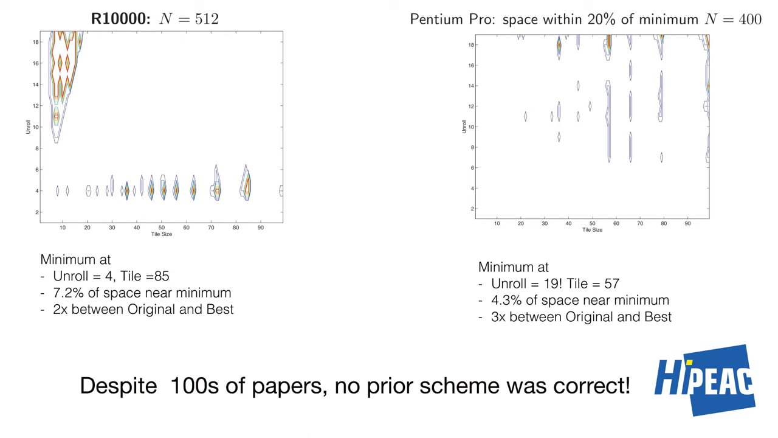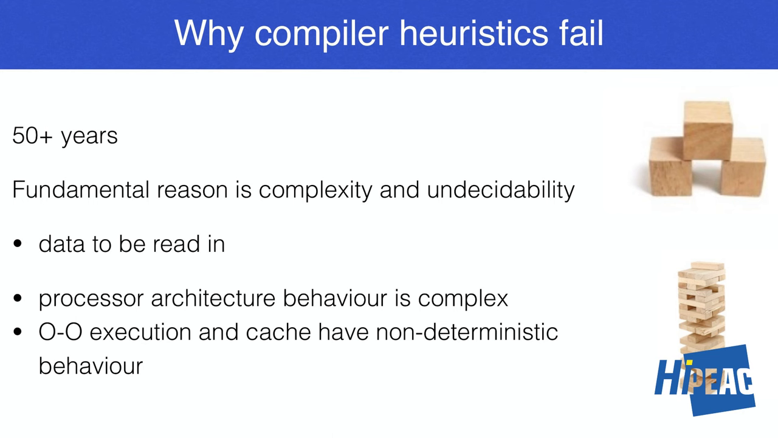So, this is my kind of summary. Why were compilers' heuristics failing? Well, we've been looking at this problem for about 50 years, so why aren't we getting the right answer? And the real reason is over here, my very nice block diagram. This is a compiler writer's view of the world. It's a nice model, you know, cache, instruction, memory, and so on.